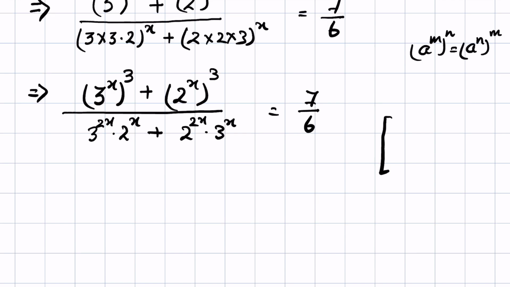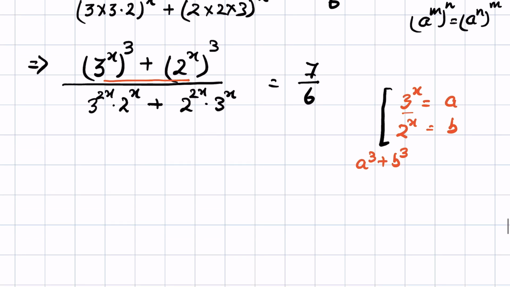Now if we consider 3^x is equal to a and 2^x is equal to b, so this is in the form of a cube plus b cube, and the formula of a cube plus b cube is (a plus b) times (a square minus ab plus b square). So we can write this in the form of this formula.